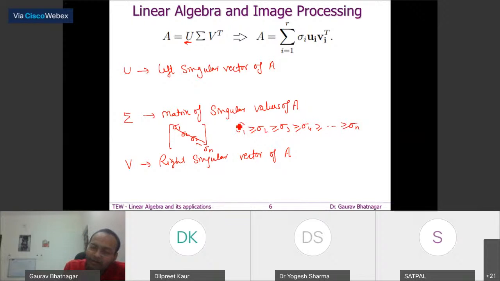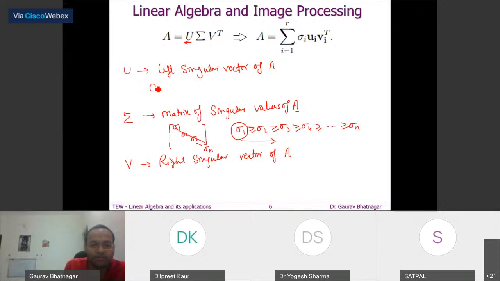So the first singular value of the matrix A is going to have the maximum value, and as you go further, the value is going to be reduced. The value of sigma 2 is always less than or equal to sigma 1, and so on. This is one of the properties which this diagonal matrix, or the matrix of singular values, is going to have. Now U and V are two special matrices which are going to be orthogonal in nature. So U is again going to be an orthogonal matrix.